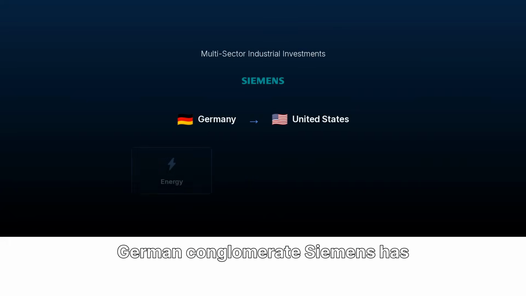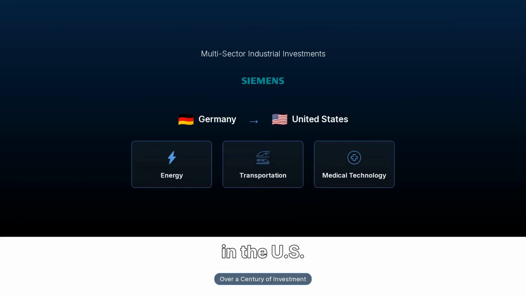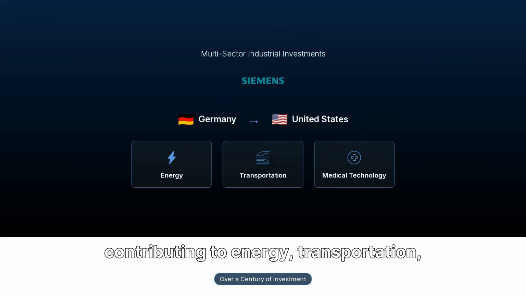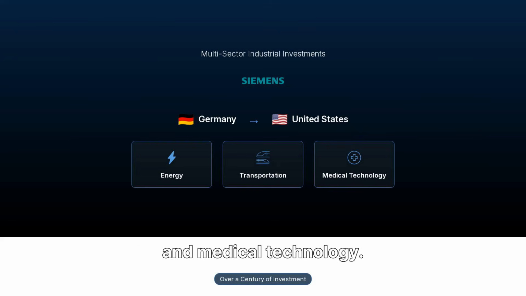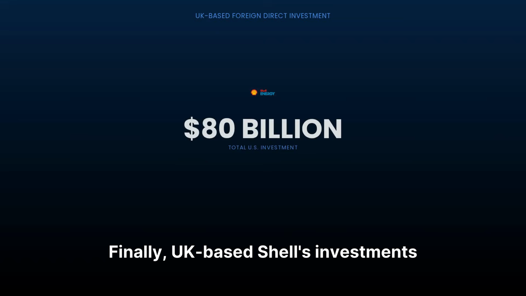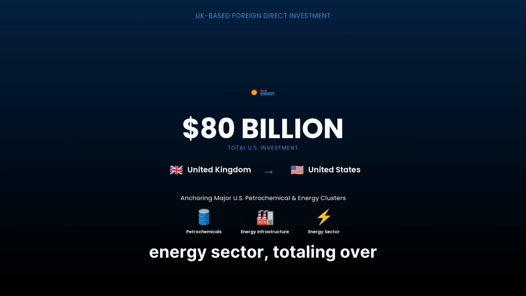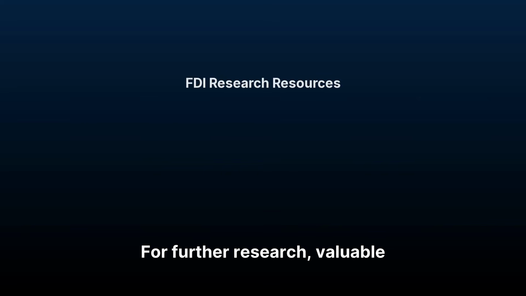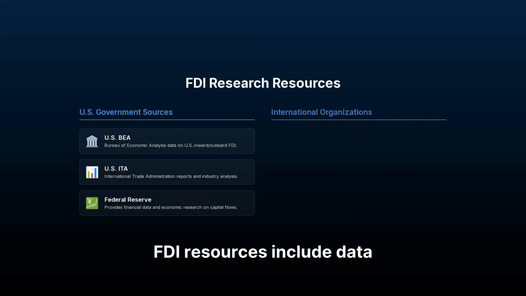German conglomerate Siemens has made multi-sector industrial investments in the U.S. for over a century, contributing to energy, transportation, and medical technology. Honda Motor Company's FDI in Ohio since 1982 has created over 30,000 U.S. manufacturing and retail jobs, fundamentally changing U.S. automotive competitiveness. Finally, UK-based Shell's investments in the U.S. energy sector, totaling over $80 billion, anchor major U.S. petrochemical and energy clusters. For further research, valuable FDI resources include data from the U.S.